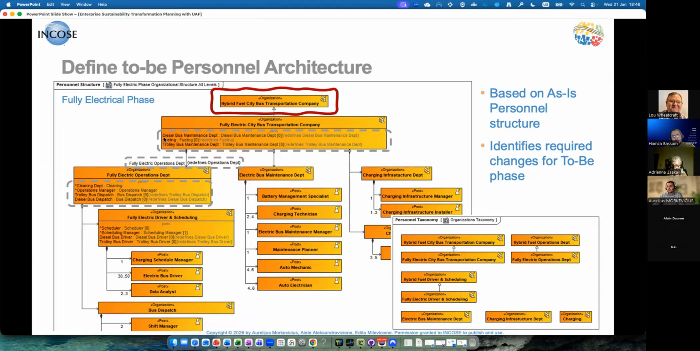So we really get rid of some of the things here, and we introduce some of the new things. So, for example, we get rid of the trolley bus dispatch and diesel bus dispatch departments, and we say that it's zero, right? It becomes zero in the new phase, and this is where we introduce the new electric bus dispatch department. The same on the maintenance, right? So the electric bus maintenance department replaces the hybrid bus maintenance department. And then we introduce some completely new roles and organizations, such as the charging infrastructure department with the manager, with the charging infrastructure installer. So these are the new roles that we need to introduce.